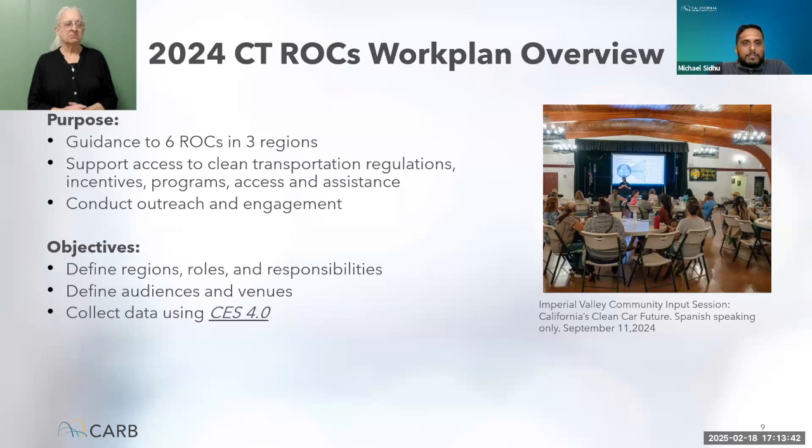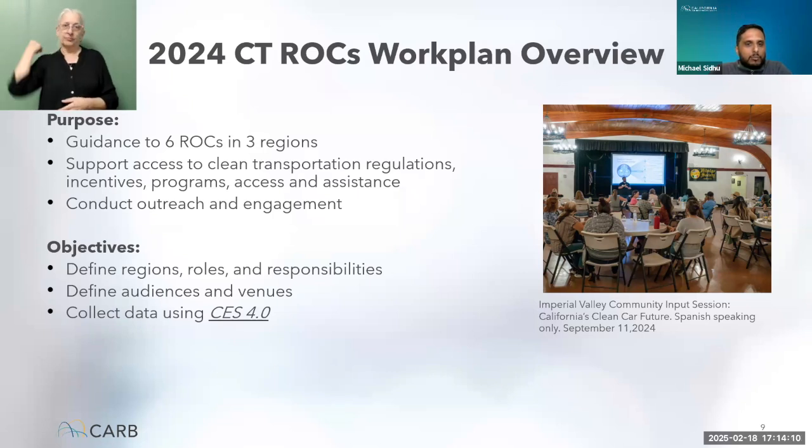So going over the purpose of the plan, the purpose of the 2024 work plan was to provide guidance to the 6 CT ROCs staff that are responsible for advancing CARB's clean transportation regulations. The work plan supports access to clean transportation regulations, incentives, programs, and assistance. Also, the work plan will help with conducting outreach and engagement.